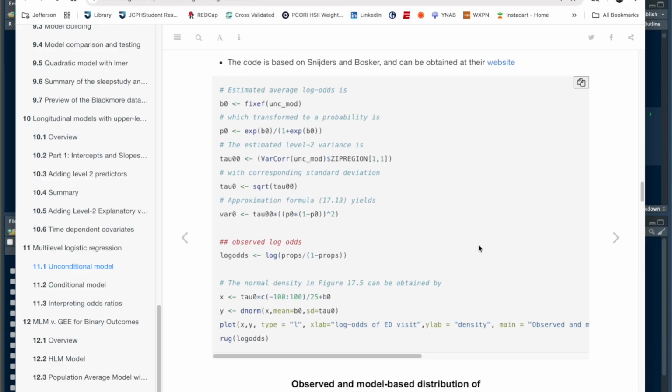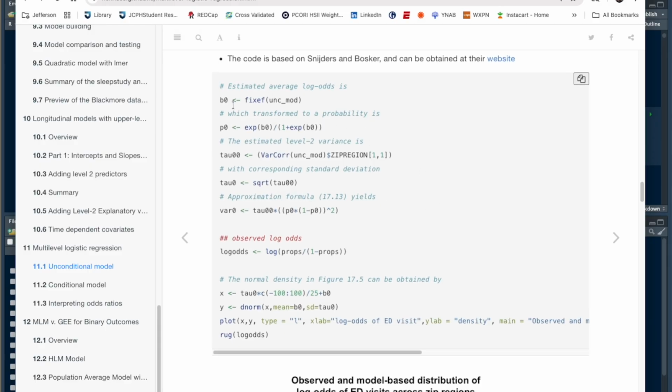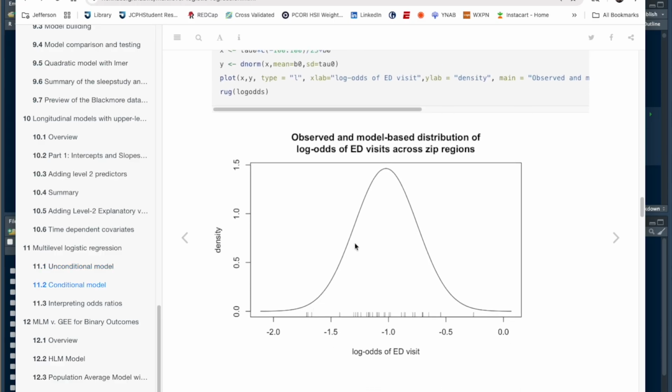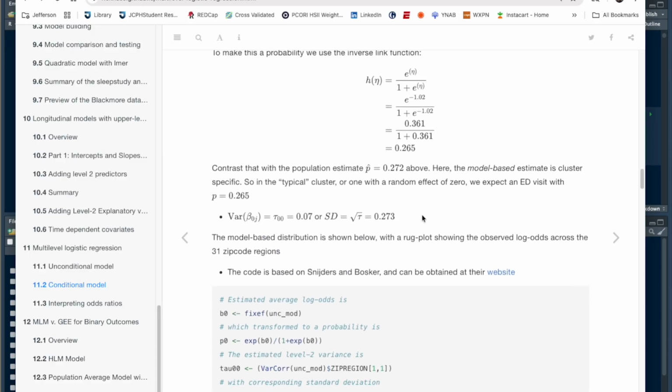And so I won't step through this. Basically, what we're trying to do is create some numbers that will help us with the curve that we're going to draw, and then we're going to actually plot the logits on the bottom of the plot, right? So our model is telling us that the distribution of random effects, right? So the distribution of logits should be centered around that negative 1.02.